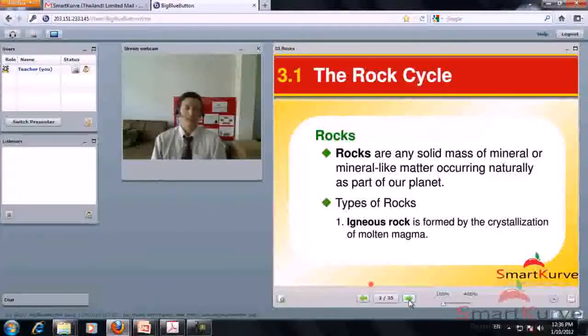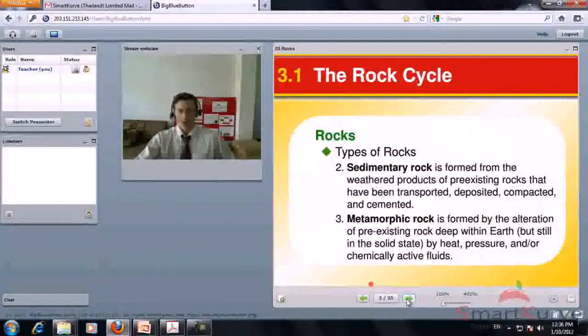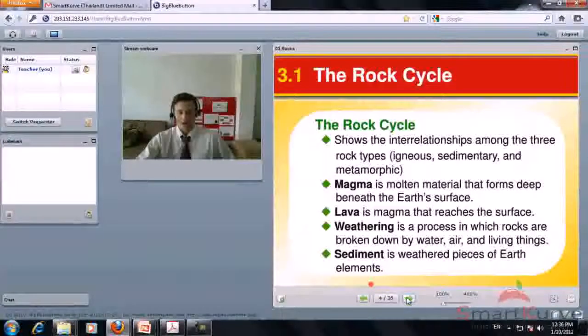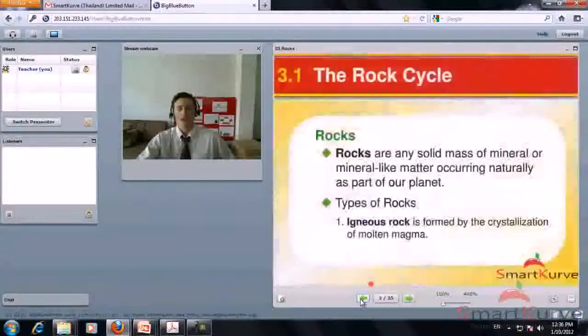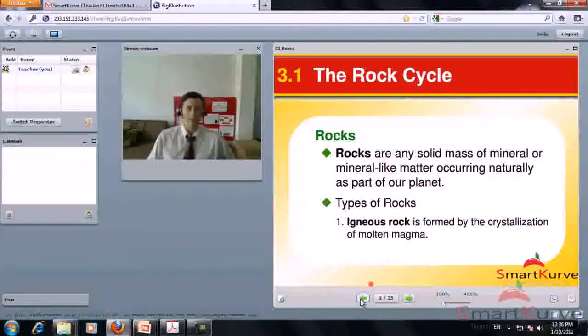First, basic definition. Rocks are any solid mass of mineral or mineral-like matter occurring naturally as part of our planet. Now, in that rock cycle, there are several different types of rocks, and we're going to look at how we go from one to the other. But first, let's go over a few definitions. The first type of rock we're going to talk about is igneous.